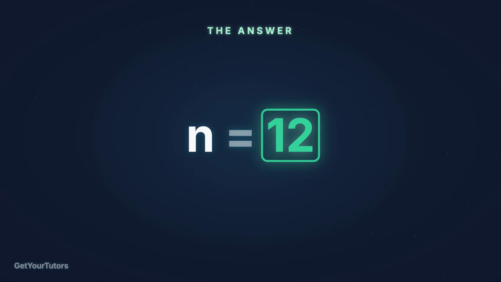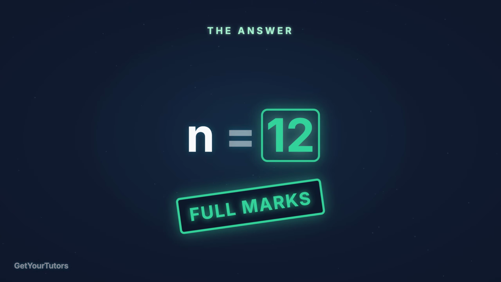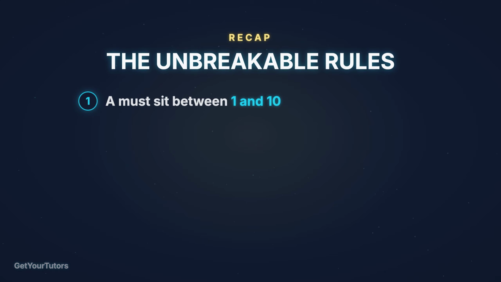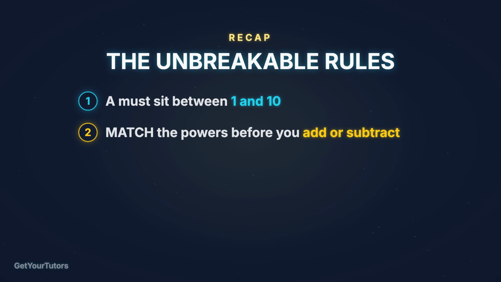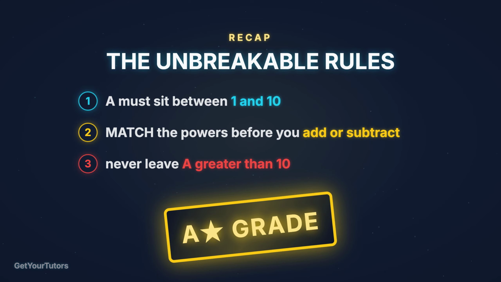Let us recap standard form. The front number must always be between 1 and exactly less than 10. Always match the powers of 10 before adding or subtracting. And always double-check your final answer size to avoid the examiner trap.